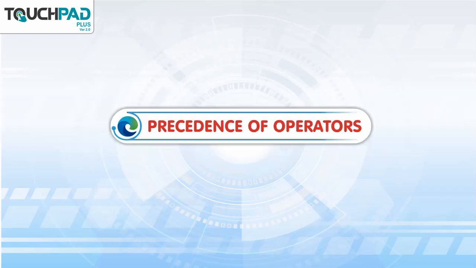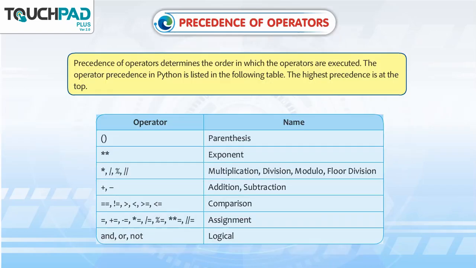Precedence of operators. Precedence of operators determines the order in which the operators are executed. The operator precedence in Python is listed in the following table. The highest precedence is at the top: parenthesis, exponent, multiplication, division, modulo, floor division, addition, subtraction, comparison, assignment, logical.